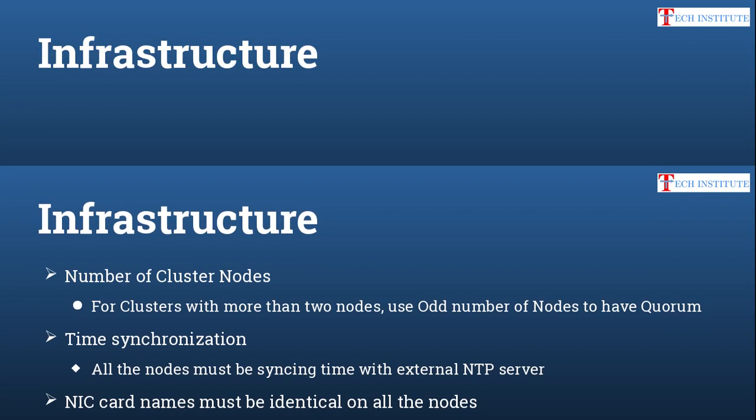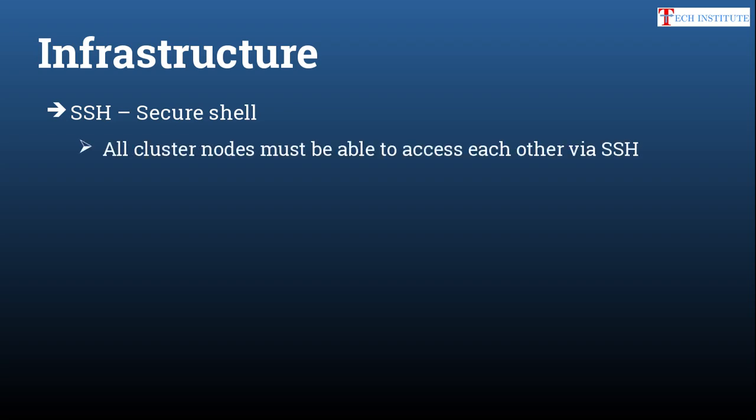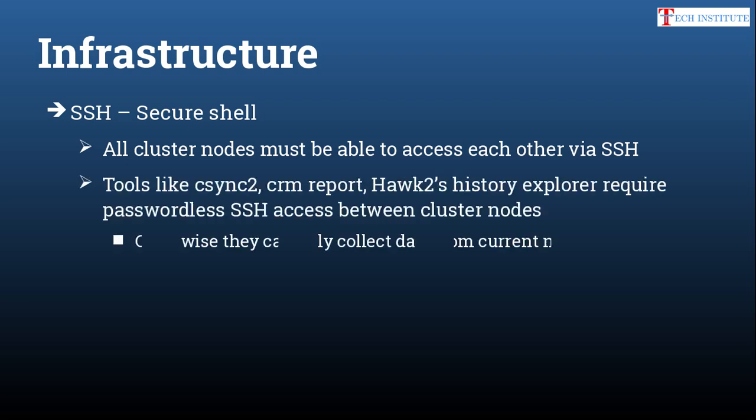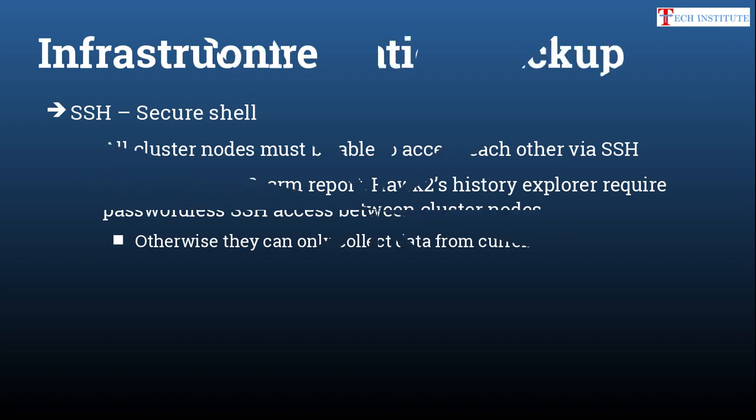The next thing in the infrastructure is SSH, or secure shell. All the cluster nodes must be able to access each other via SSH. They should be able to log in to other nodes, and this is required because some tools for the cluster to function properly, like Csync2, crm report, and Hawk's history explorer, need that passwordless login to all other nodes, so that they can collect the report from all the nodes. Otherwise they can only collect data from the current node, not from all the nodes. So for that you should have passwordless authentication configured.